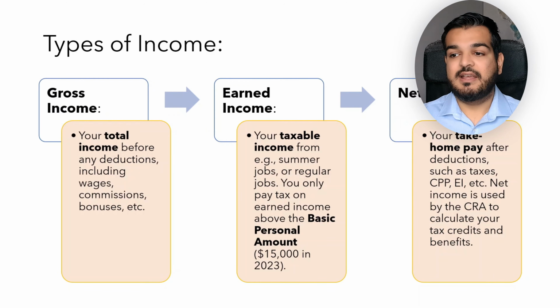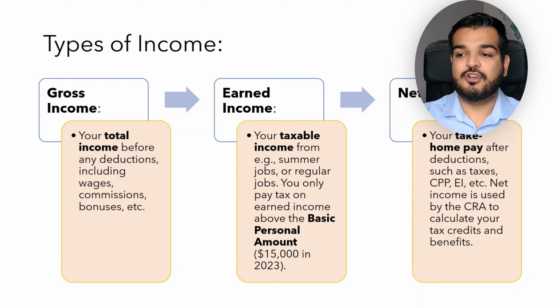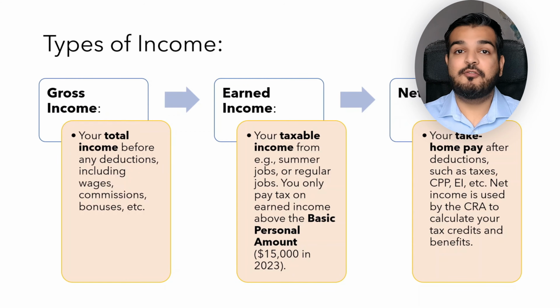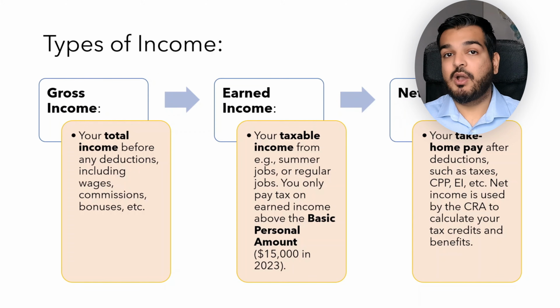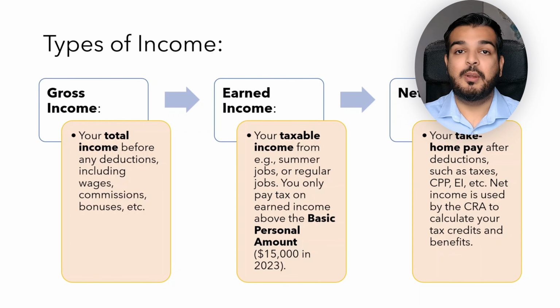Earned income is essentially what you earn from, let's say, babysitting. Maybe you have a summer job or regular paychecks from a full-time job. While all income from pretty much providing a service or selling a product is considered earned income, it's only taxable once you make more than a certain amount, which is known as the personal basic amount. And for 2023, that amount is $15,000.